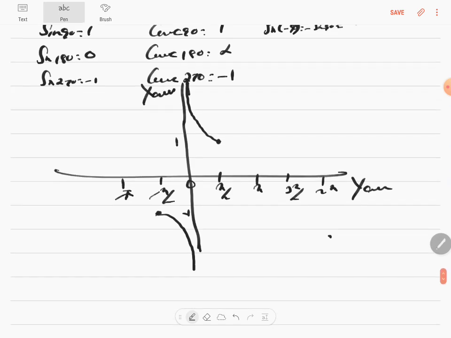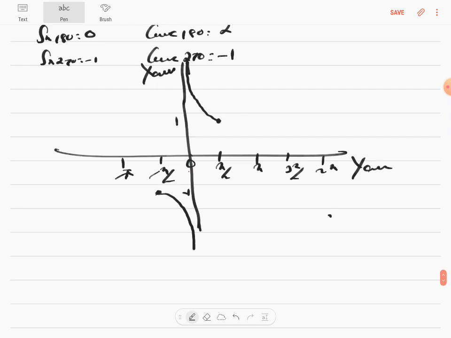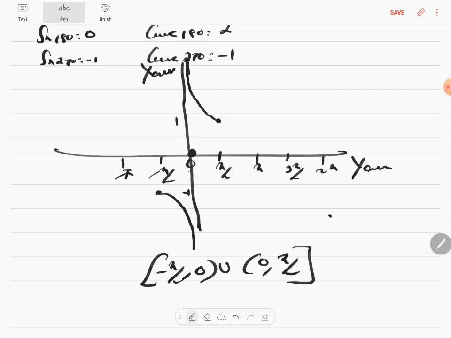So let's define the domain and range for the inverse trigonometry. Let's look at what your range R will be. Between minus pi by 2 and pi by 2, at 0 it's becoming undefined, so you can't include 0. But you can include minus pi by 2 and pi by 2 here. So it's minus pi by 2 closed to 0 open, union 0 open to pi by 2 closed. This is how y is an element of. From the graph you can identify.